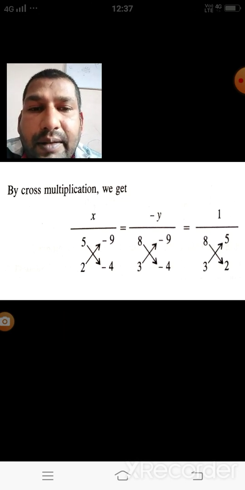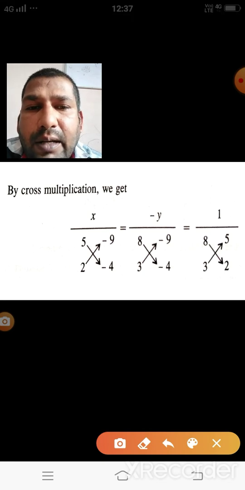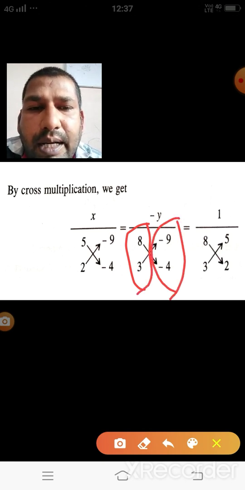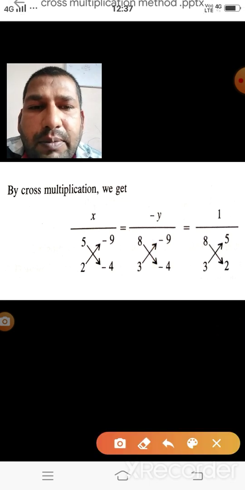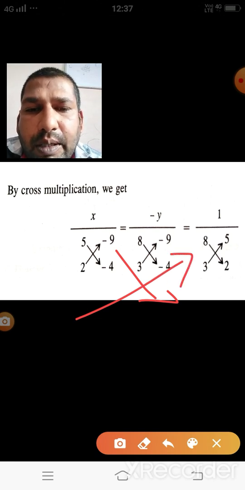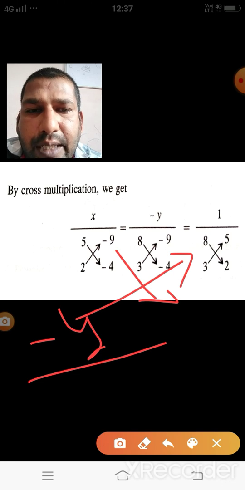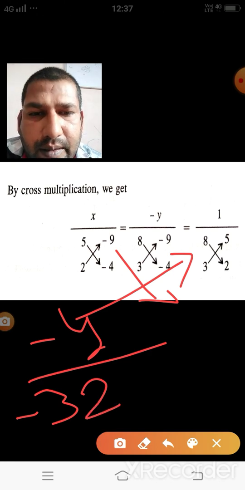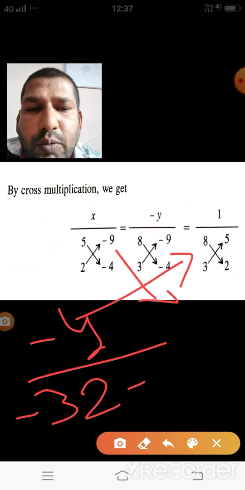Same for y. Y upon, we write the values. First we write the coefficient of x, and then the constant term, and then we follow the concept of up to down multiplication, and then down to up. Then we get minus y upon 8 into minus 4, which is minus 32, minus sign, then 3 into minus 9, minus 27.